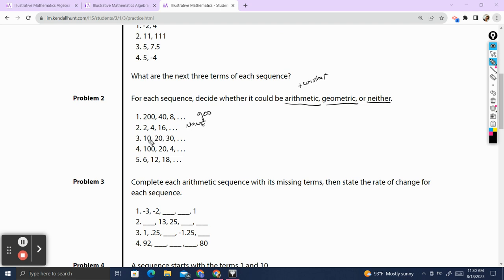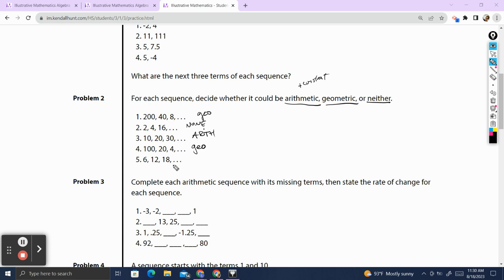10 to 20 to 30 is either 10 times 2, which does not work, because 20 times 2 is not 30, or 10 plus 10. 10 plus 10 is 20, plus 10 is 30. This is arithmetic. Next, 100 to 20 to 4. Well, I immediately see it's not arithmetic, so let's check if it's geometric. To go from 100 to 20, I would divide 100 by 5. To go from 20 to 4, I would divide 20 by 5. So I'm going to say this is geometric.